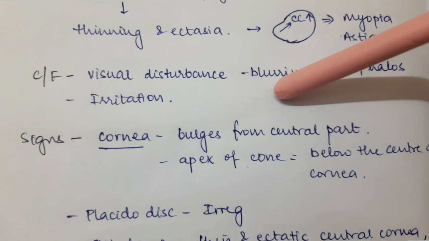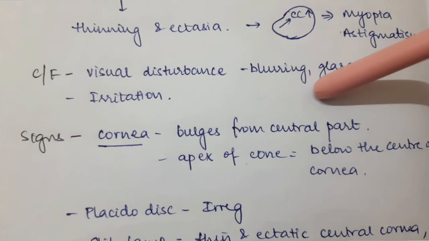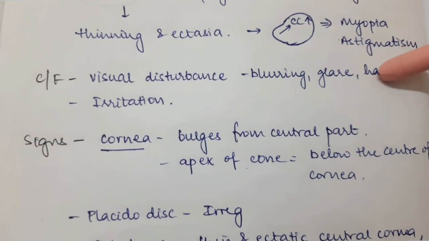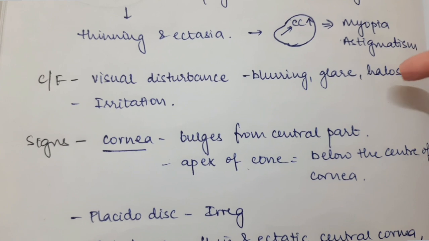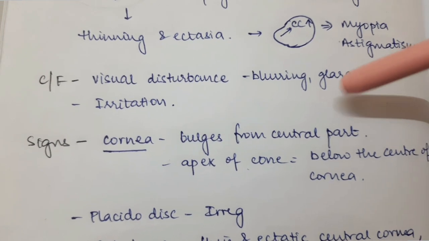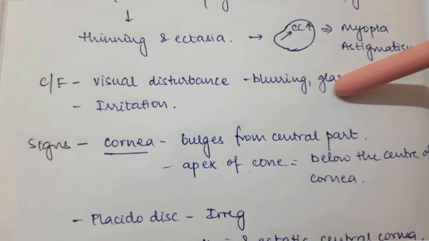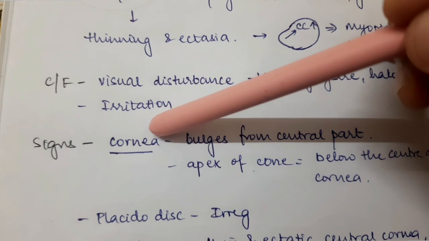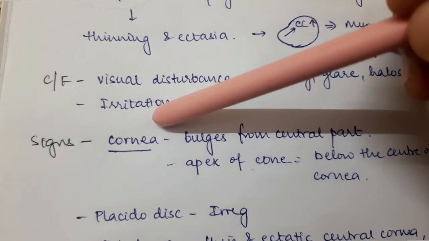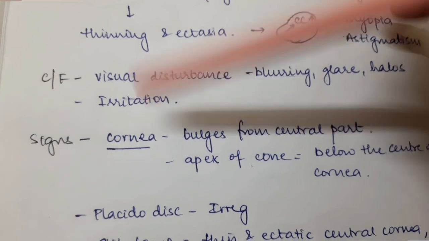In the clinical features, the patient will complain of visual disturbance in the form of blurring of vision, and the patient can also complain of glare and halos. Halos will be seen when the patient looks directly into light, and there will be a complaint of glare also. Also, the patient will complain of irritation when looking in the light, and there might also be photophobia.